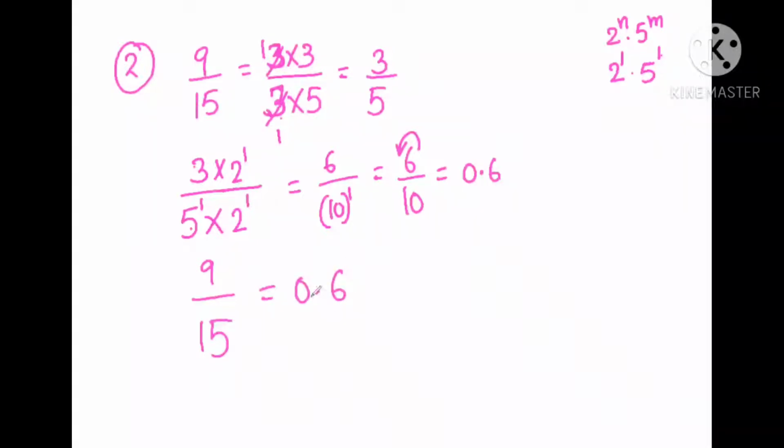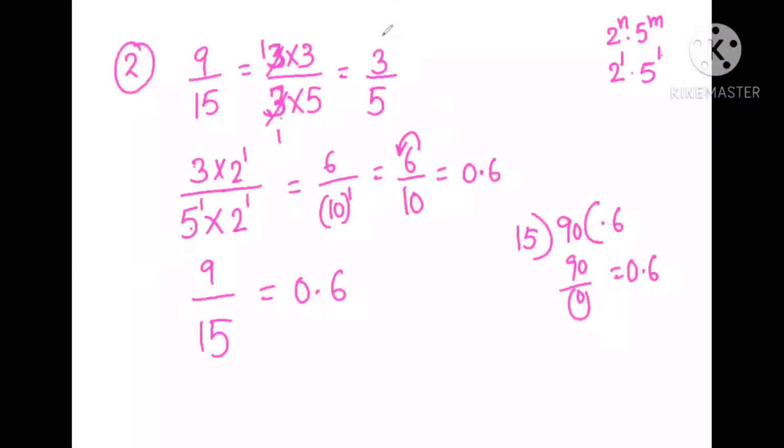Without performing actual division, we can convert this. If you want to check, do the actual division: keep the decimal, keep 0 here, 15 6 90. So we get the same answer, 0.6. In this way, you can convert any p by q form which terminates into decimal form without performing actual division.